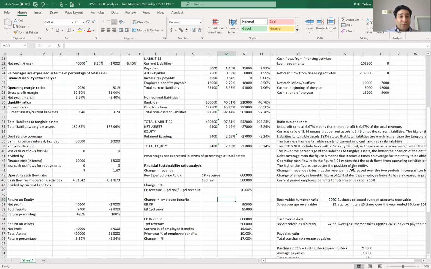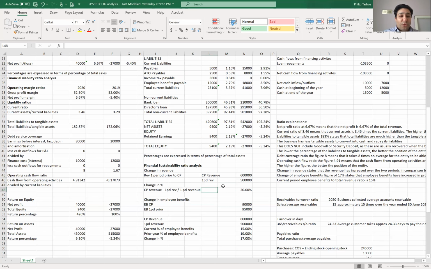So that's your financial viability ratio analysis. And after going through all of these figures, you then come to a conclusion and say, is the business financially viable? We can say on the basis of these figures and these ratios, yes, the business is financially viable, but there is a lot of room for improvement in this particular business, especially when you're comparing these ratios with the industry in which your business is in. There's definitely a lot of room for improvement.